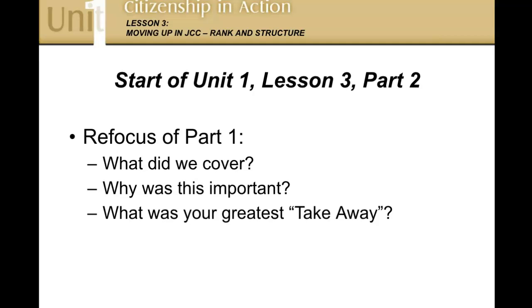Let's rethink what we did in Part 1. What was it that we covered? Why was that important? And then what was your greatest takeaway? Meaning, what was the thing that you thought was most interesting or had the most impact on you? You should have answered that as a part of the EdPuzzle questions. So this is a moment for you to think and reconnect with what we have covered before.